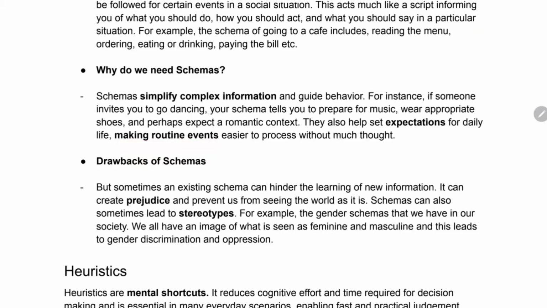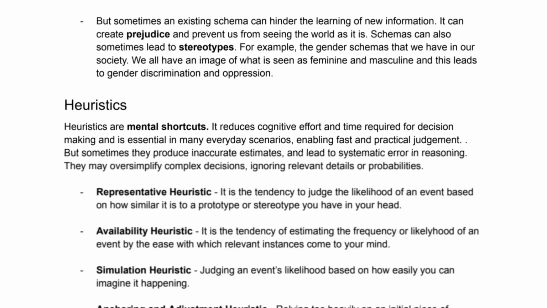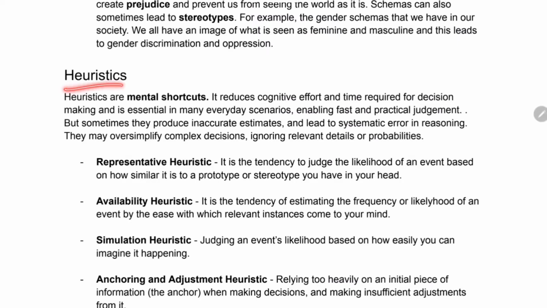However, there are also drawbacks of schema. Sometimes an existing schema can hinder the learning of new information. It can also create prejudice and prevent us from seeing the world as it is. Schemas can also lead to stereotypes. For example, the gender schemas that we have in our society. We all have an image of what is seen as feminine and masculine, and this leads to gender discrimination and oppression. Let's move on to our next topic, and that is heuristics.